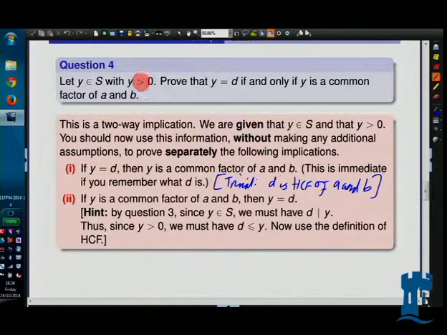But this is only true because y is positive, because if D is in, then minus D will be in as well. And of course, minus D is also a common factor of A and B, if you allow negative factors. So the hint is to note that because y is in S, we know that y is divisible by D. And because y is greater than naught, that will give you D less than or equal to y.